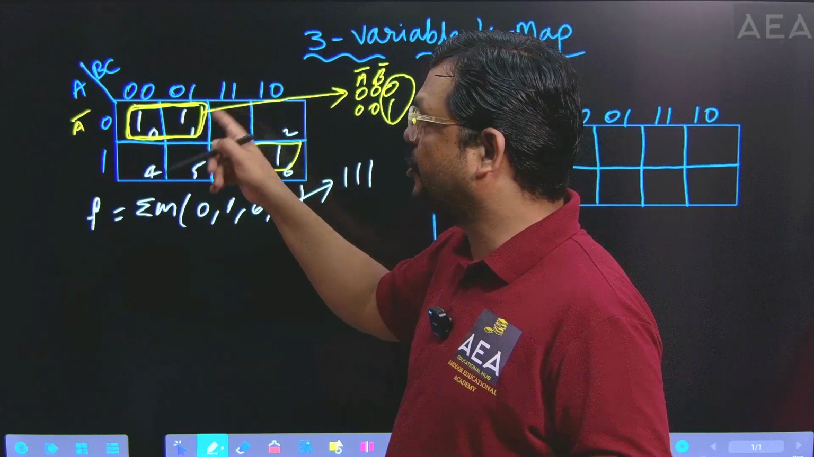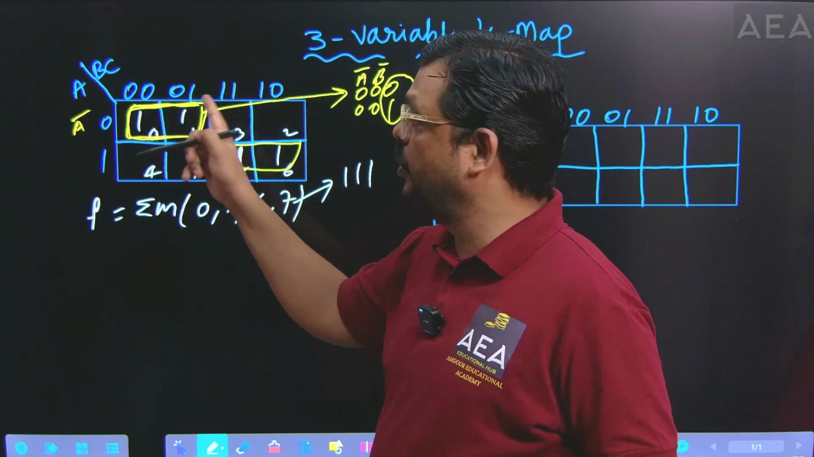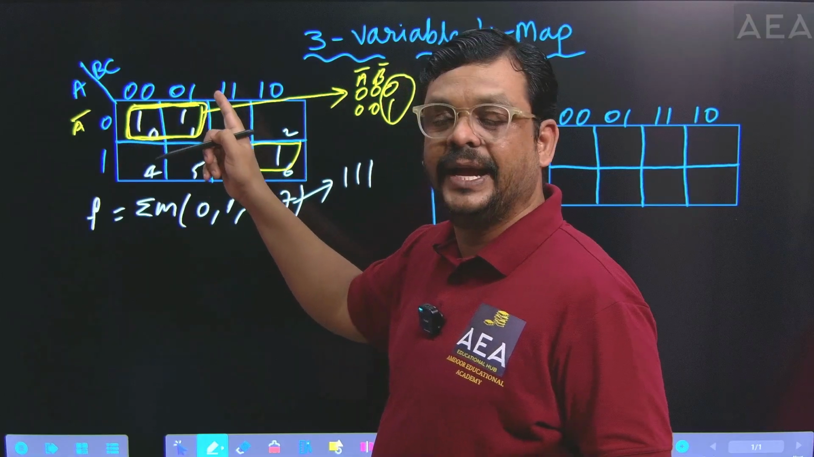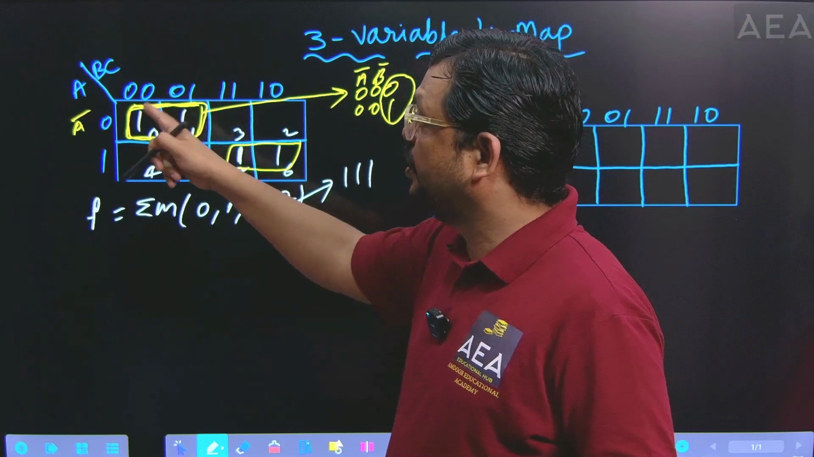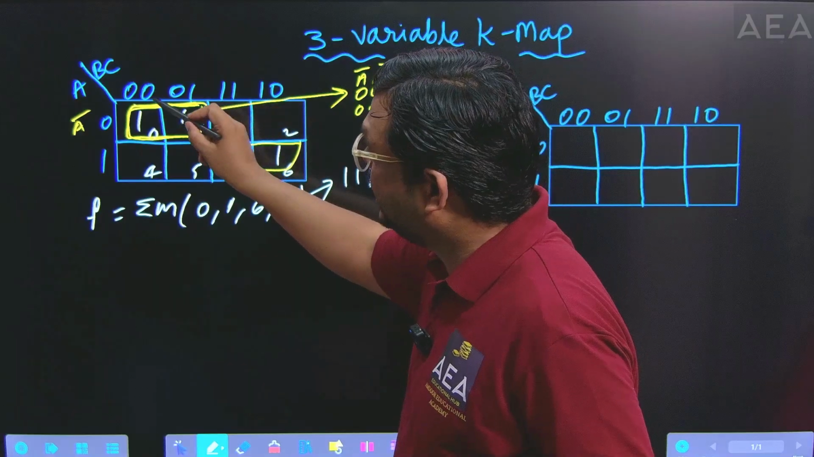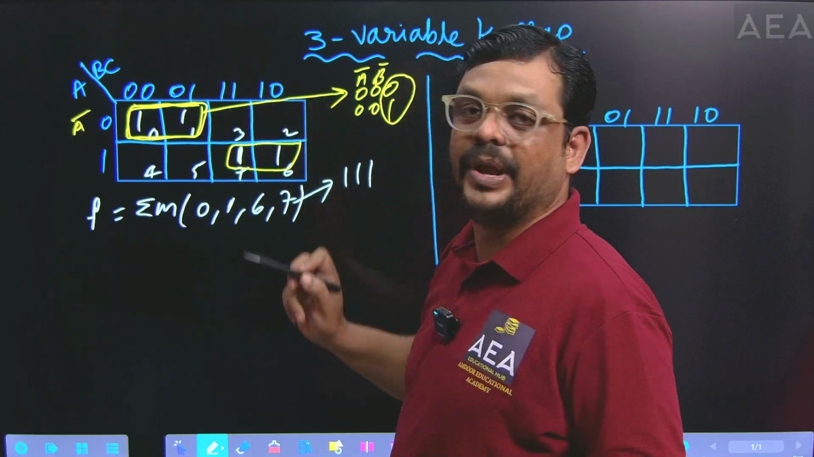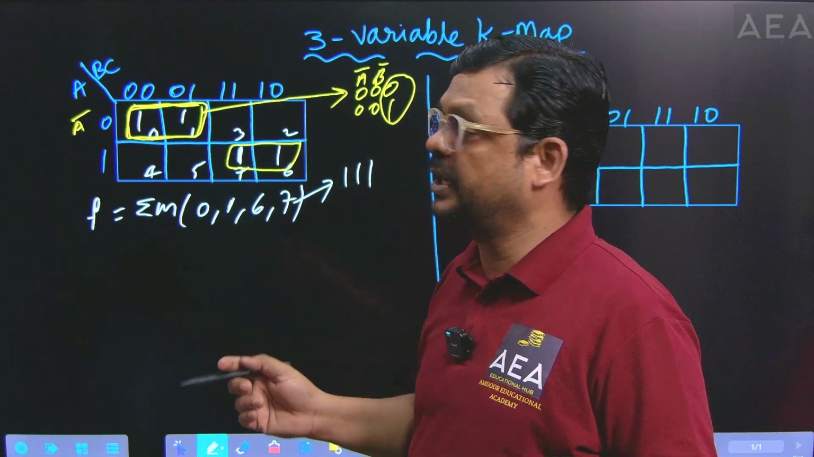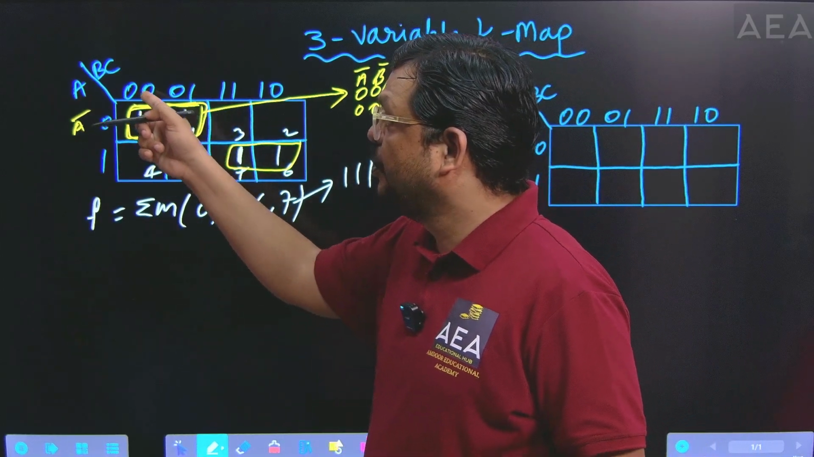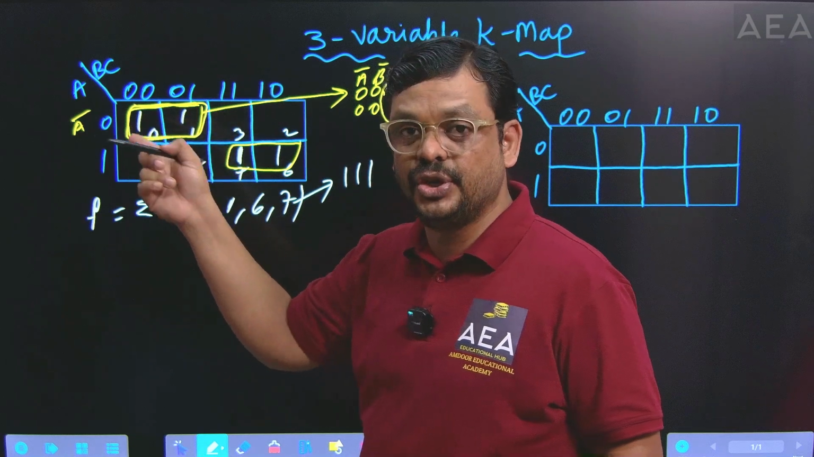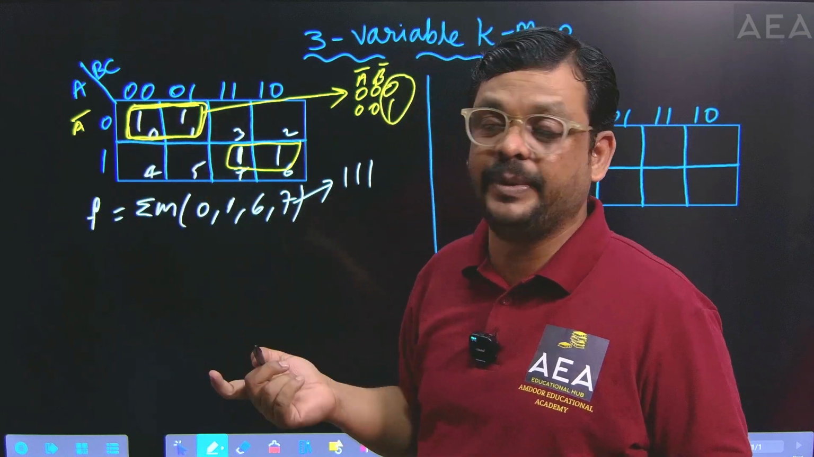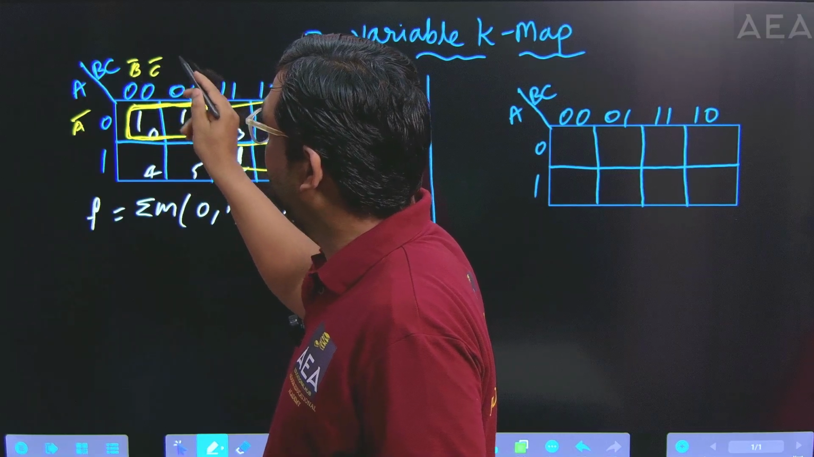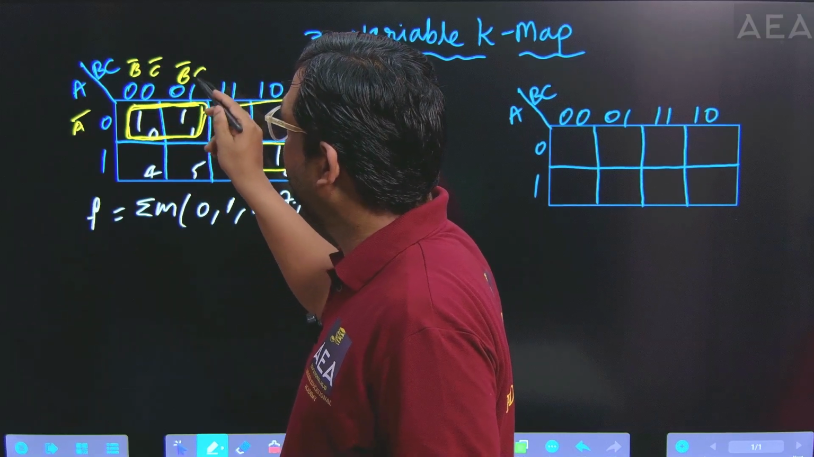And what about the column combination? Column combinations are two variables, so two representations are there. One is 0, 0 and another one is 0, 1. In this, the second bit is changing from 0 to 1. That's why we have to remove the second bit. But the first bit position, where the first bit value is 0 only, so that's why we write B bar. Otherwise, write this combination B bar C bar and B bar C.